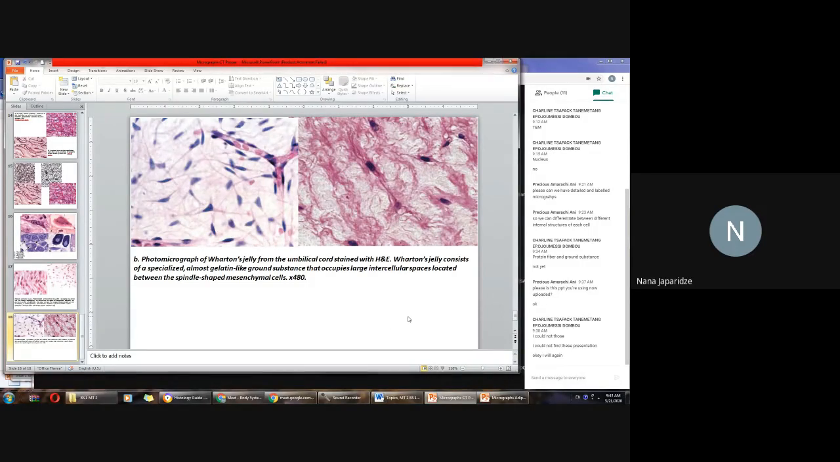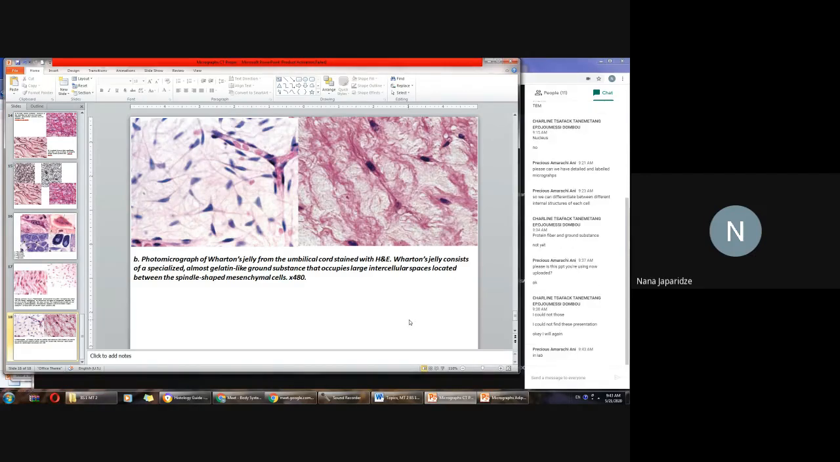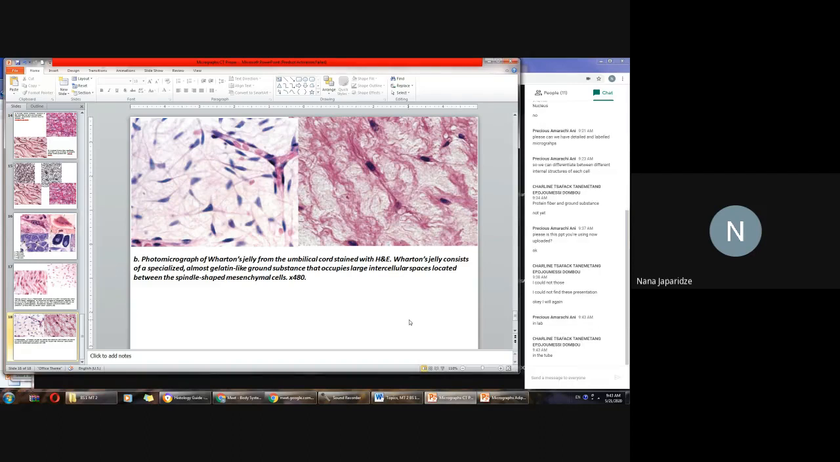In vitro means outside the body, in the lab, in a tube, in artificial conditions. This might be the tube, this might be the petri dishes, et cetera.